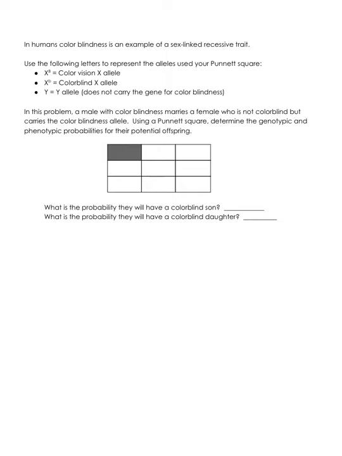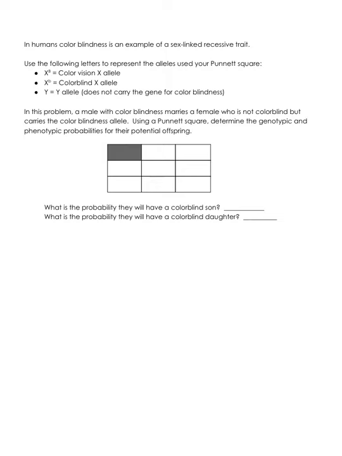Another X-linked trait in humans is color blindness. If someone is colorblind, they are unable to differentiate typically between the colors red and green, and it's more common in males because it's an X-linked trait. The X allele for color vision is X capital B. The X colorblind allele is X small b, and then Y chromosomes don't carry this gene.